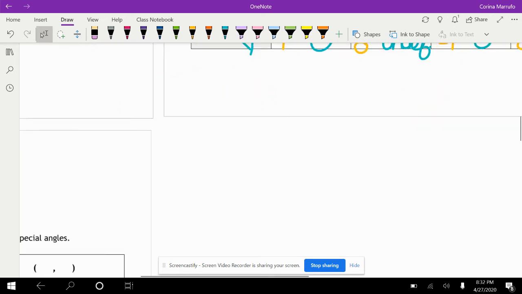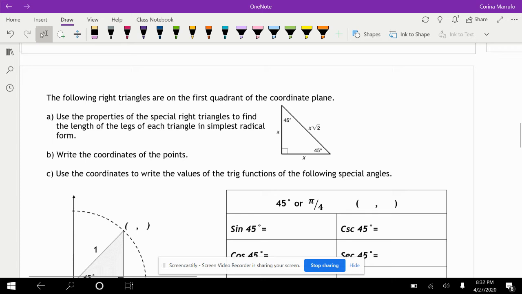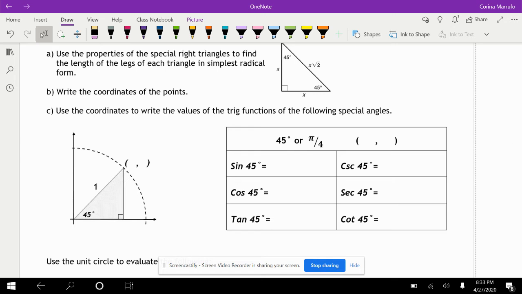Now moving on to our other type of special angle that we're going to cover today, which is our 45, 45, 90 triangle. So if you remember back from geometry, when you have a 45, 45, 90 triangle, the sides are x, x, and x times the square root of 2. So when that happens, on our unit circle, our radius is 1. So that means that this is x times the square root of 2. So x times the square root of 2 is equal to 1.